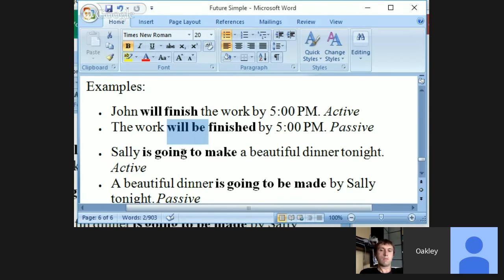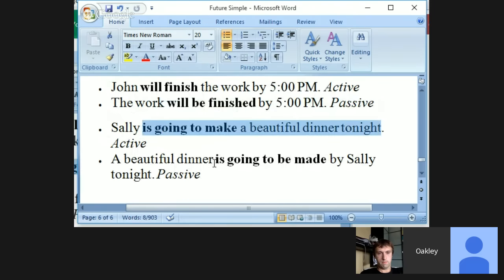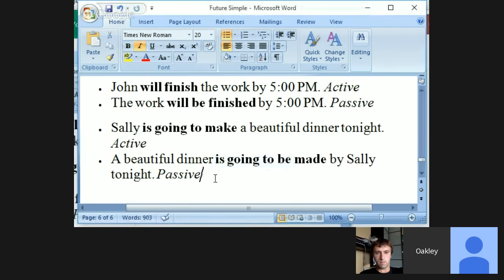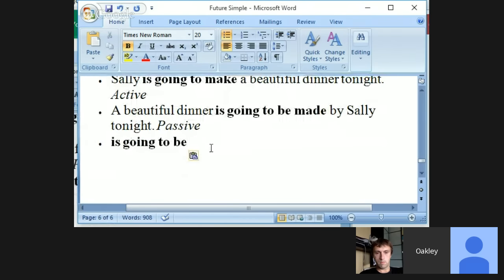Okay, that's it. We'll practice this in a second. Sally is going to make a beautiful dinner tonight. A beautiful dinner is going to be made by Sally. So, past participle of the main verb, and there's an extra verb to be in front of the main verb. If we extract this, this is what the future simple looks like with the verb to be. That's it.